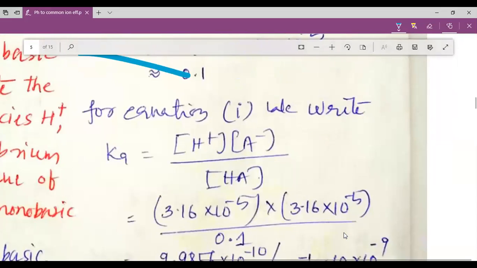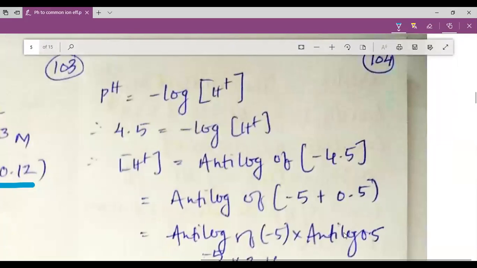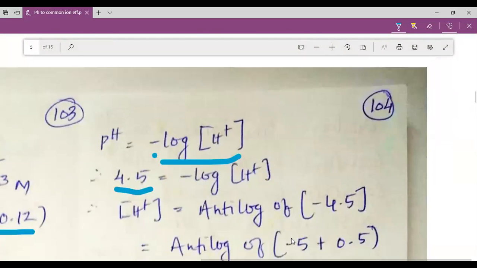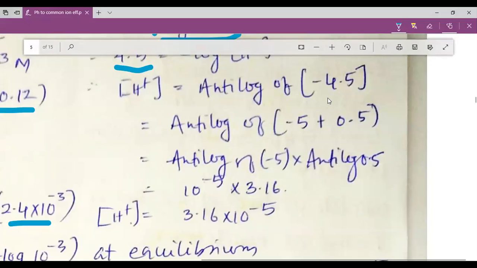Now let us solve the problem. Now we know that pH is equal to minus log of H plus. So the value of pH is equal to minus log of H plus. We know that pH is equal to 4.5, and minus log of H plus we can write. So therefore H plus is equal to anti-log of minus 4.5. Instead of 4.5, my dear students, we can write minus 5 plus 0.5.